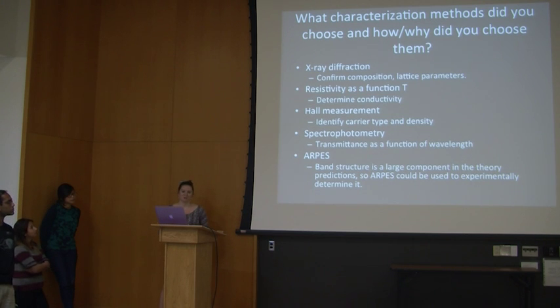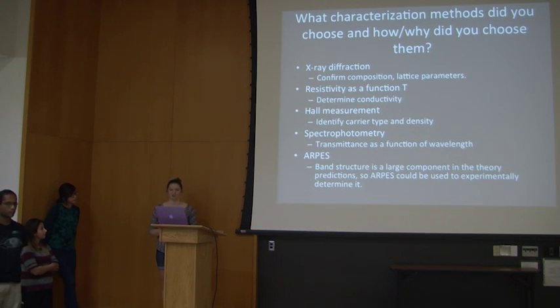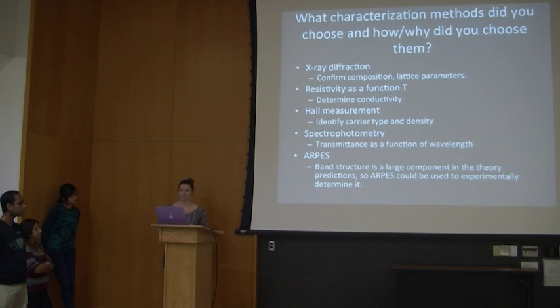And then we want to use what Sandra taught us about spectrophotometry, which can actually just give you the transmittance as a function of wavelength. So that would be a good way for us to determine the range over which it is indeed transparent. And then ARPES is a wonderful way to confirm the band structure. So that is something that we could also do here at Paradim. And since there are simulations of it in the paper, we could experimentally determine and compare them.